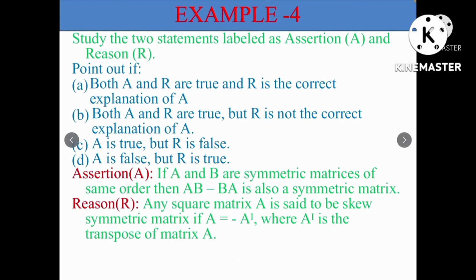Now comes example 4. Study the two statements labeled as assertion and reason, and these are the four alternatives given to you. The assertion is: if A and B are symmetric matrices of the same order, then AB minus BA is also a symmetric matrix, which is a false statement we know. We can check it. Reason: any square matrix A is said to be a skew symmetric matrix if A equals to minus A dash, or A transpose, and this is a true statement. So here the assertion is false but the reason is true.